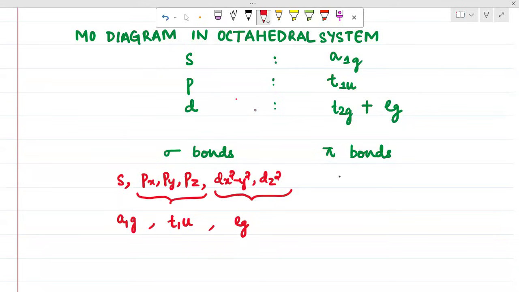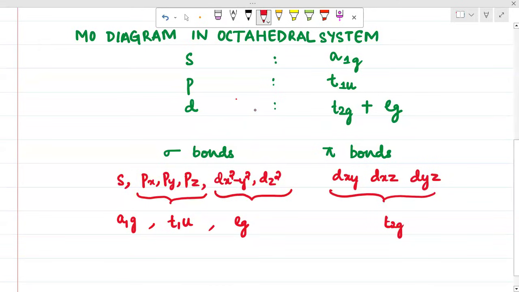While pi bonds are formed by dxy, dxz, and dyz, and these are notated by T2g. So very important, if they ask about the type of d orbitals that are associated with sigma bonds, it is EG. And the type of orbitals that are associated with pi bonds, it is T2g.